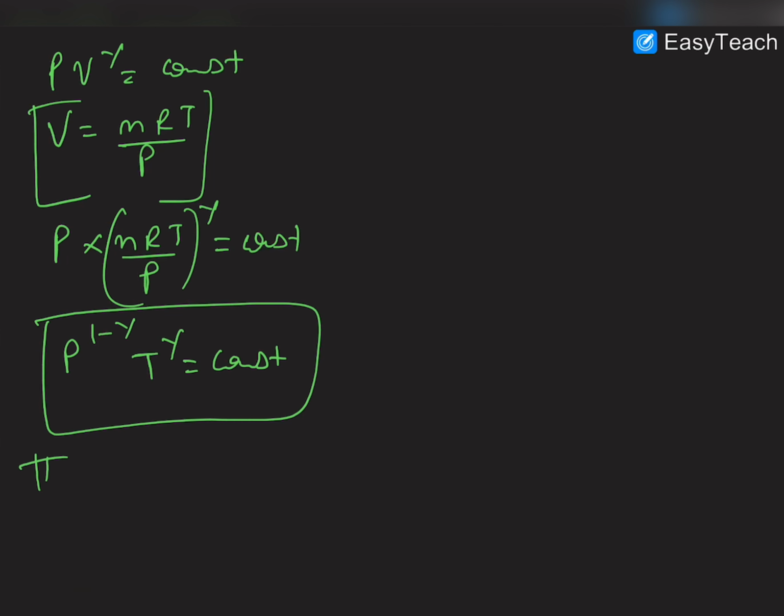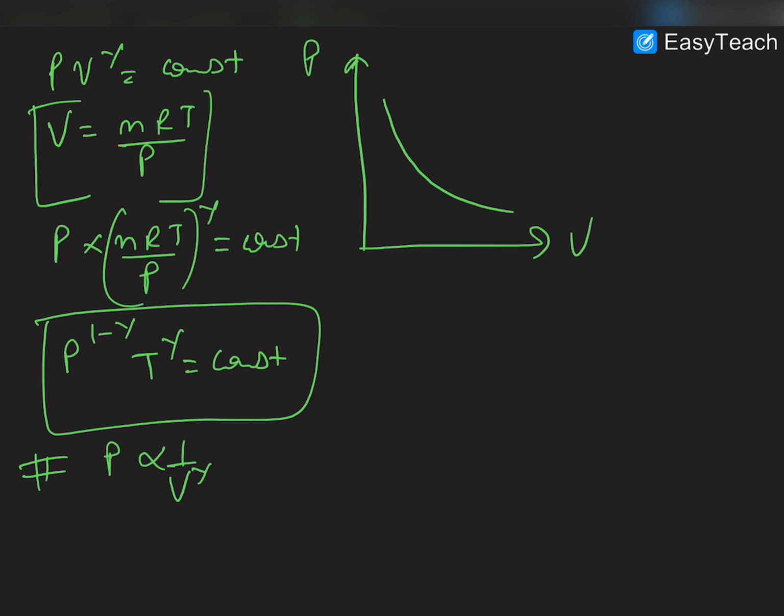Now let us see what is the graph of adiabatic process. We know that P is inversely proportional to V to the power gamma, and therefore this relationship will again be a hyperbola, but not a rectangular hyperbola obviously. And we know that gamma is obviously greater than 1 because Cp is greater than Cv. Therefore the slope of this graph would be greater than the slope of isothermal process.